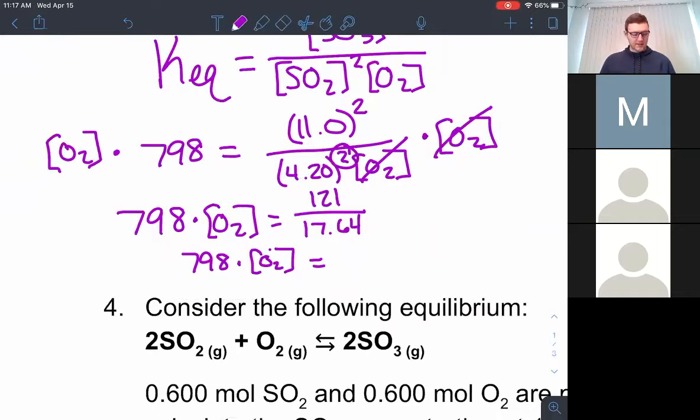Did anybody get an answer? 6.859. All right, and then our last step is to get the concentration of oxygen by itself. So that way we're going to divide by 798.